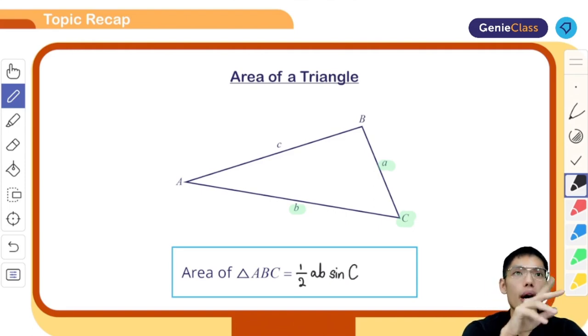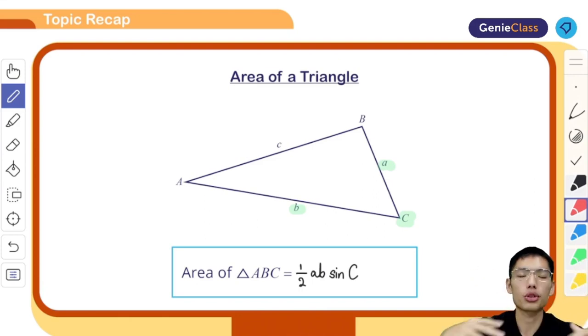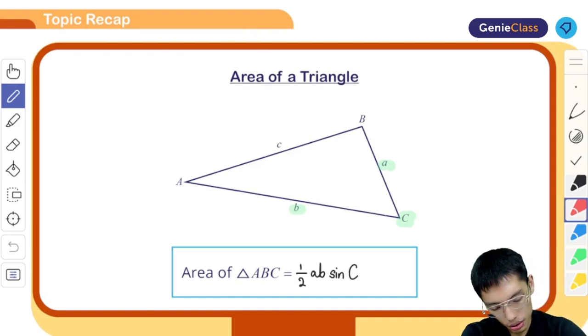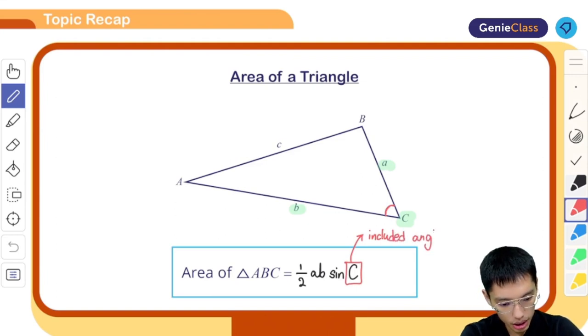Alright, so take note what is all these things over here. My sides that are forming over here, suppose I have my fingers as the sides of the triangle. Okay, the angle is the one that is included over here, which means included with the sides. Okay, so always remember my C over here is the included angle. Similar to the cosine rule, take note, it has to be the included angle.